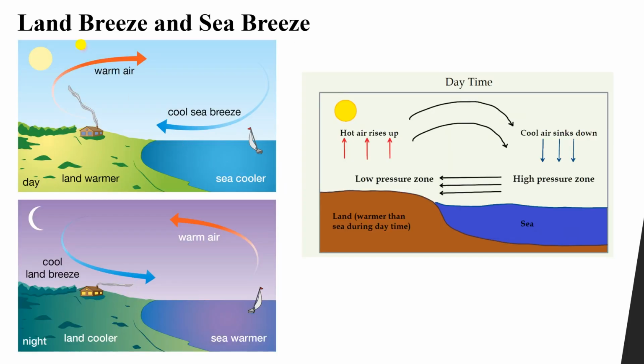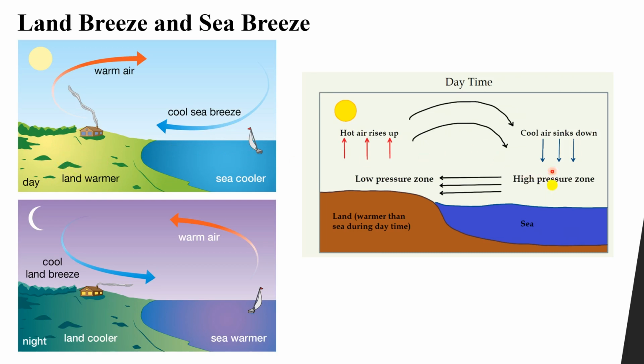Another thing is the land breeze and sea breeze. As you know, during the day, this area will be hotter than the sea. The sea will be cooler. So we have here high temperature and we have here low temperature. So what will happen is that the air will start moving from the cold area towards the warmer area, from the high pressure area towards the low pressure area.